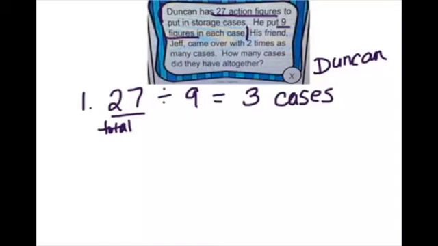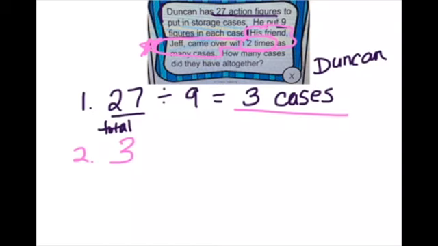By doing the next part, I'm going to read the next sentence. His friend Jeff came over with 2 times as many cases. Oh my goodness. Okay. So when we did step 1, we came up with how many cases Duncan has, and we need to use that number for step 2 because that's how many cases he has. And they're telling us in this sentence that Jeff came over with 2 times as many. Okay, and that really is a clue.